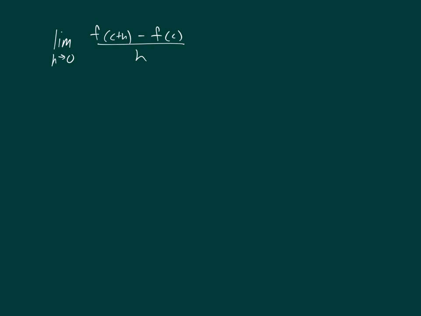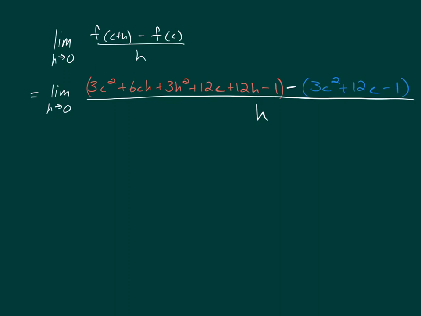From the previous slide, we are trying to find this limit as h approaches 0 of f of c plus h minus f of c. And when those red and blue boxes from the previous slide get substituted in for f of c plus h and f of c, it looks something like this. F of c plus h equals all of this in red from the previous slide, and f of c equals all of this in blue from the previous slide.